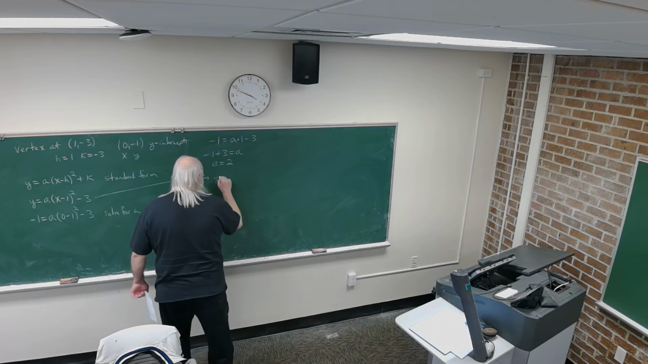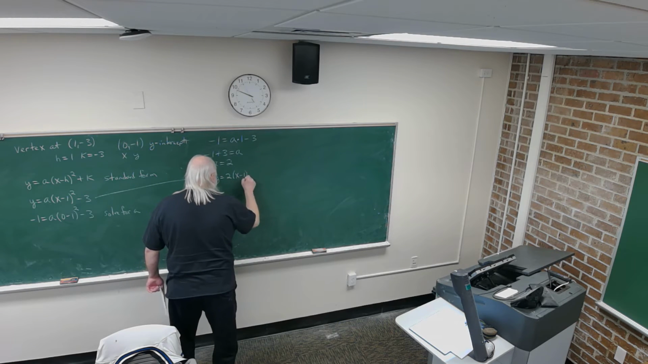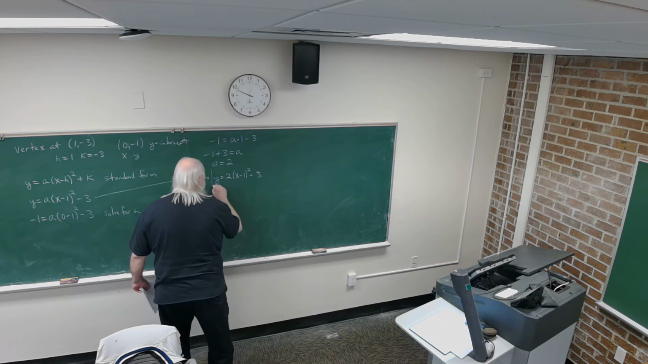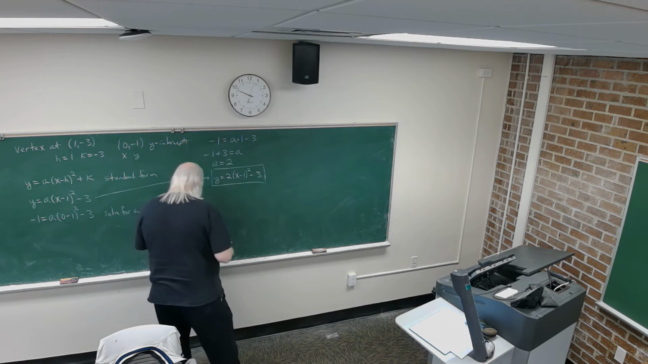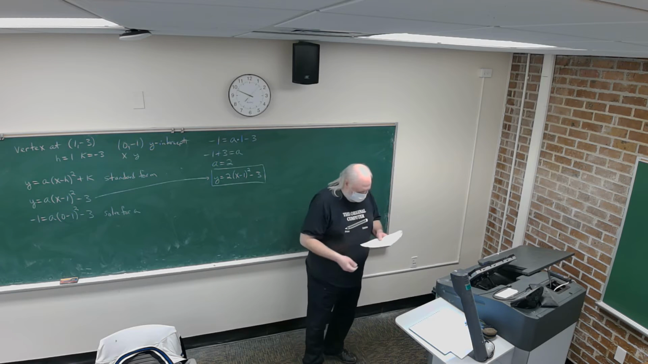y is equal to 2 times (x minus 1) squared minus 3. That's the equation of the quadratic function in standard form. Okay.